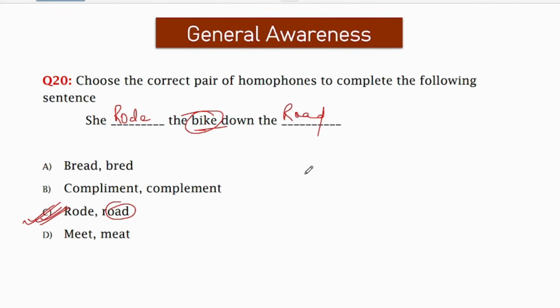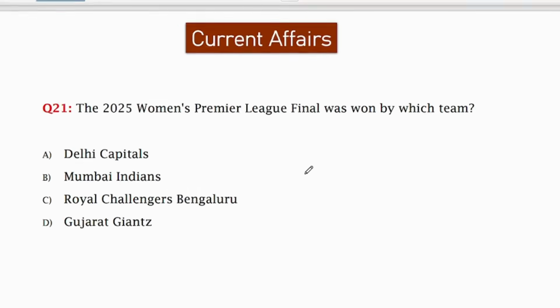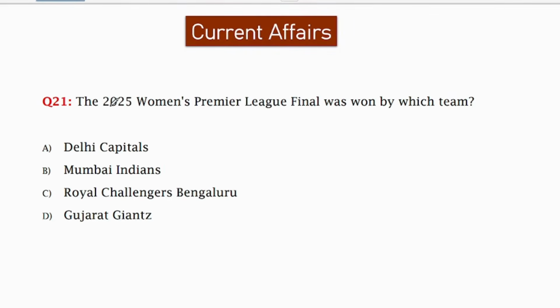So with this, we complete 20 questions of general awareness. Moving on to current affairs. All right. So 2025 Women's Premier League was won by Mumbai Indians.